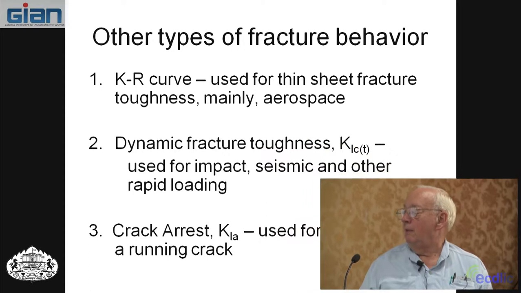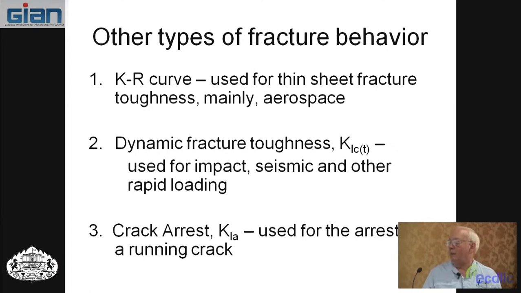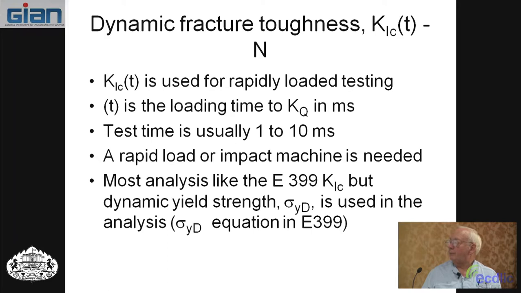This test is important for fast loading like seismic. Other rapid loading would be maybe attack load, like gunfire, a bomb going off. The military would be interested in high rate loading due to some accident conditions, and the people building power stations on fault lines and worried about earthquakes would do that. So that's used. Now, the test method for K1C parentheses T is in E399, and it's almost like the K1C test, except they use what's called the dynamic yield strength. The dynamic yield strength is higher generally than the quasi-static yield strength of a material. So there's an equation in there. If you know how fast you have loaded the specimen, or make a guess, you can get a dynamic yield strength.